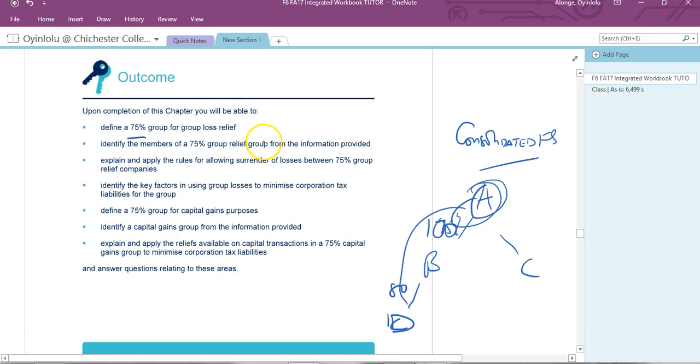In terms of loss, let me be very clear. Here I'm talking about trading losses. We're really talking about giving losses to each other in the group. We're all trading, and this could be right across the country. We might have a loss, and we might look for a way to give someone else that loss so they can use it against their own trading profits. So we're really talking about defining a 75% group and identifying who can be members of that group. Let's kick off straight away.